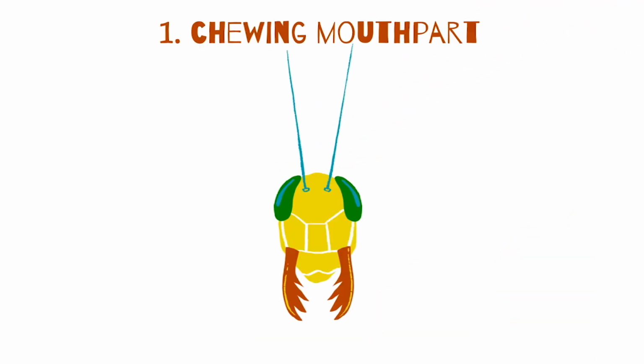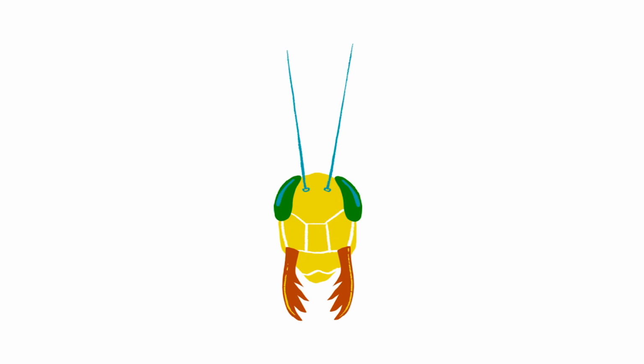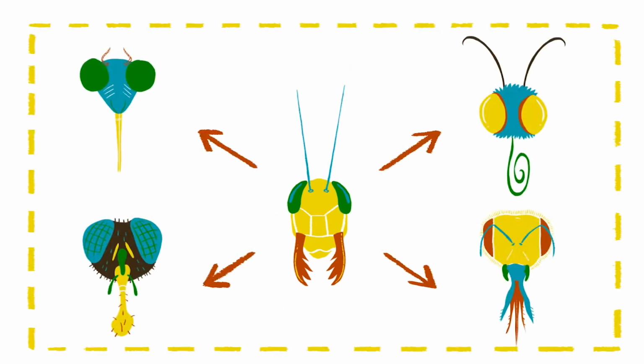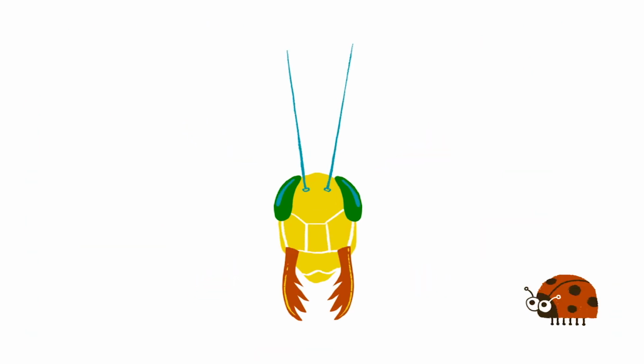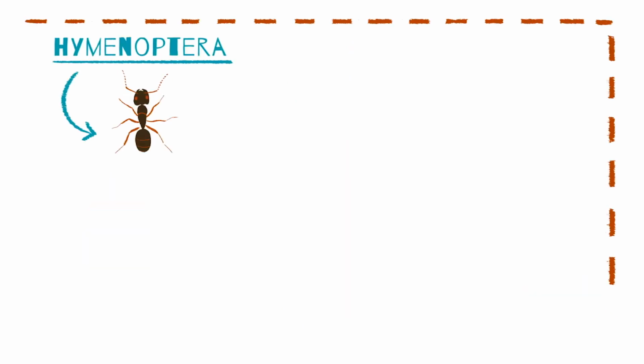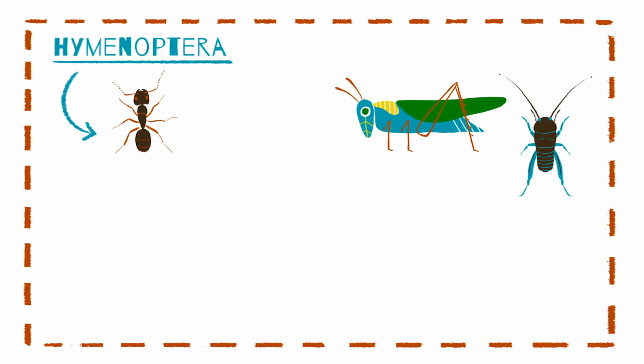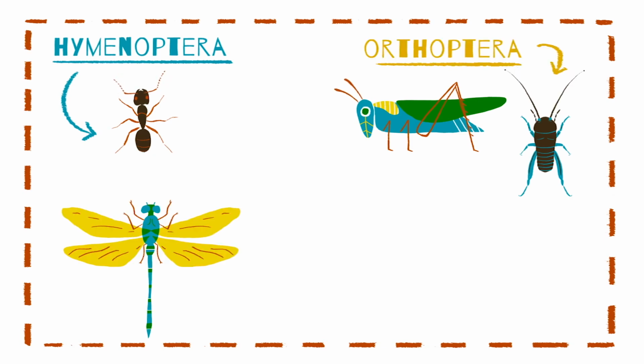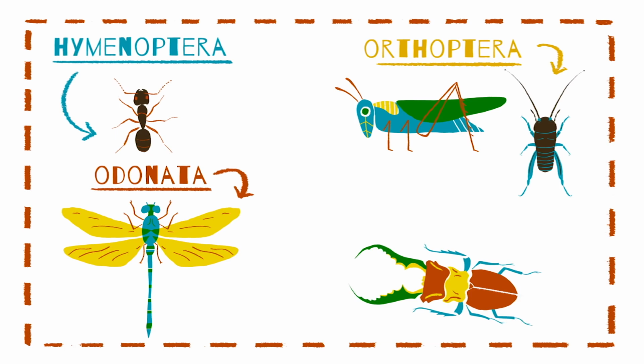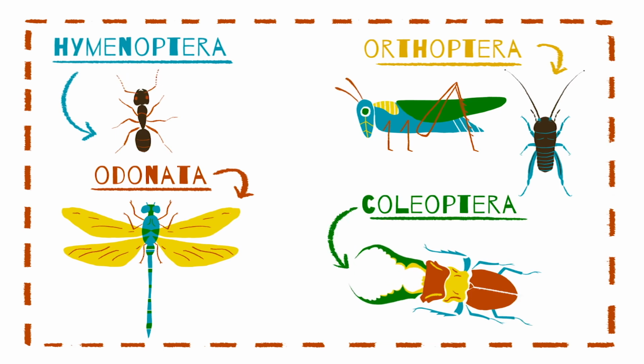The chewing mouthpart is the most common. It's also the most primitive. All other mouthparts are thought to have started out looking like this one before evolving into something different. It features a pair of jaws called mandibles, with toothed inner edges that cut up and crush solid foods, like leaves or other insects. You can find this mouthpart on ants from the Hymenoptera order, grasshoppers and crickets of the Orthoptera order, dragonflies of the Odonata order, and beetles of the Coleoptera order.